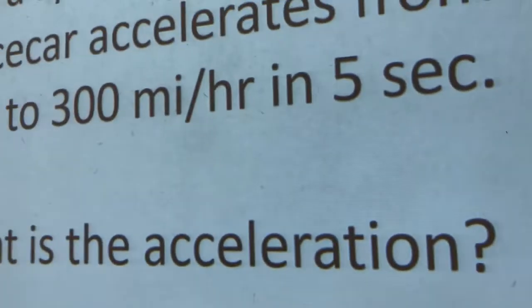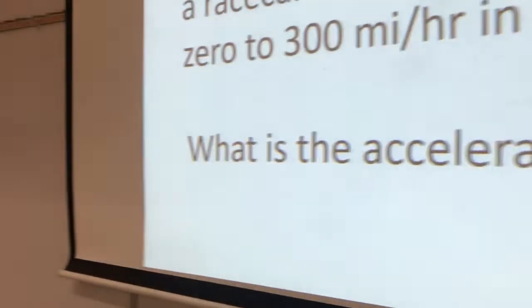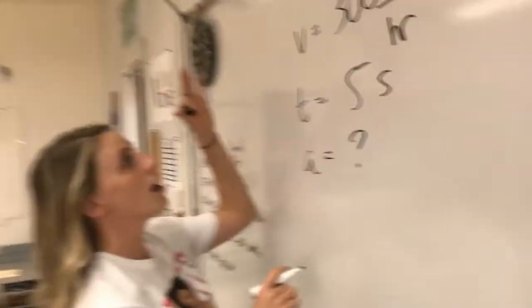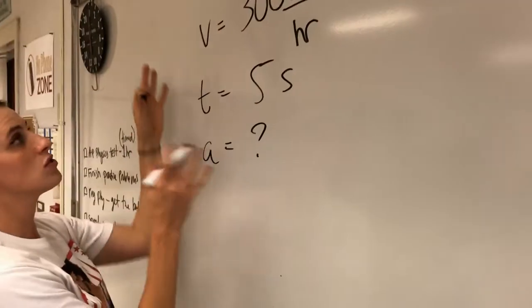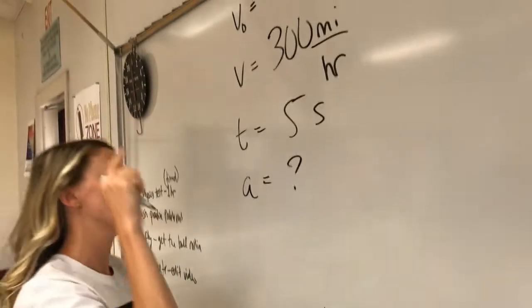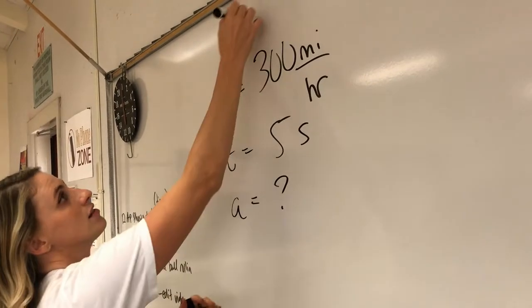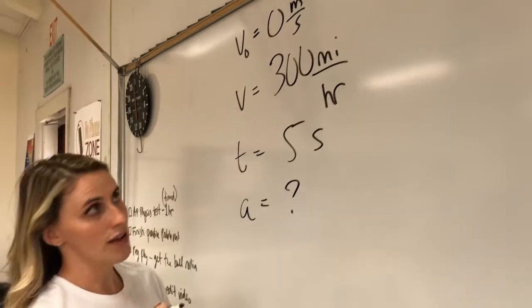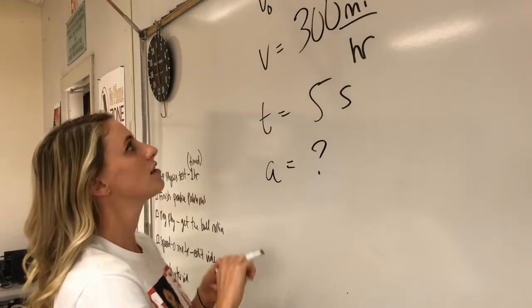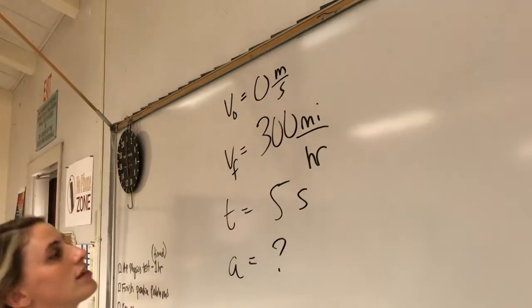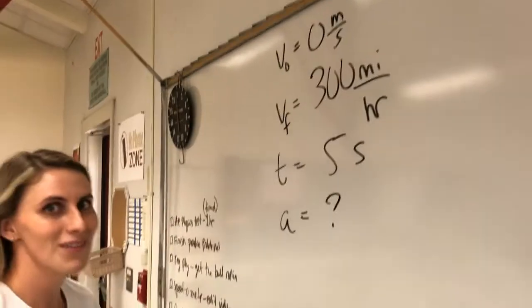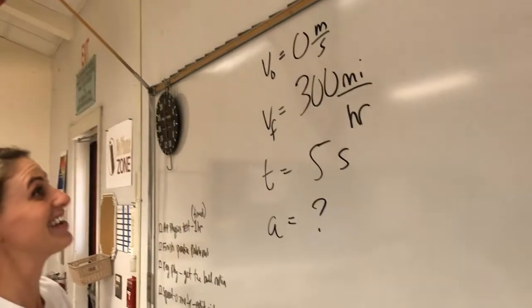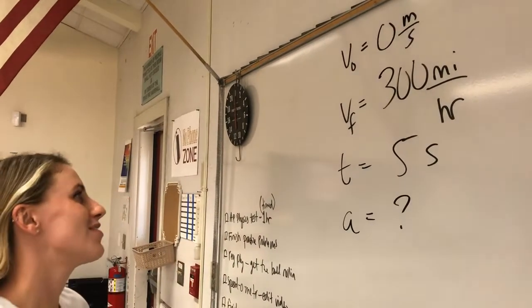What does it start from? From 0. So again, whenever you're calculating acceleration, you cannot use the average velocity. You must use instantaneous velocity. We know at the very beginning, at that instant, the velocity was 0 meters per second. And at the very end, after those 5 seconds, for just that moment, his or her velocity could be 300. You just don't know. 300 miles per hour.